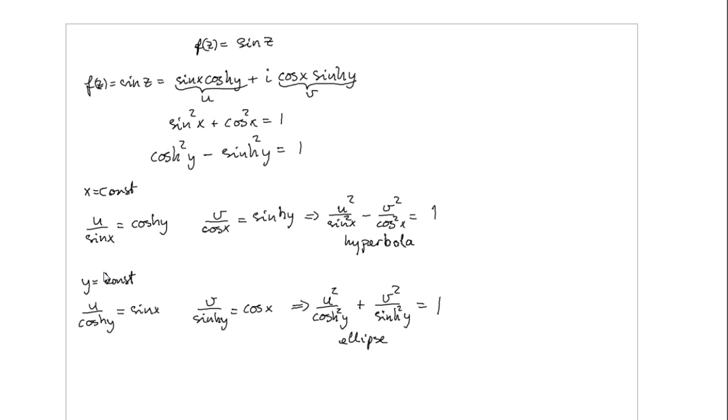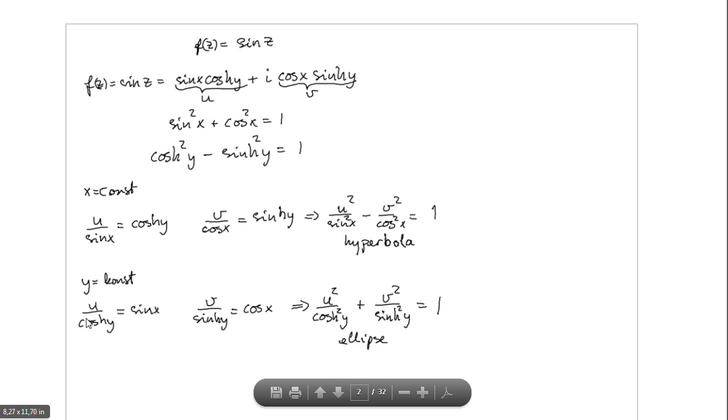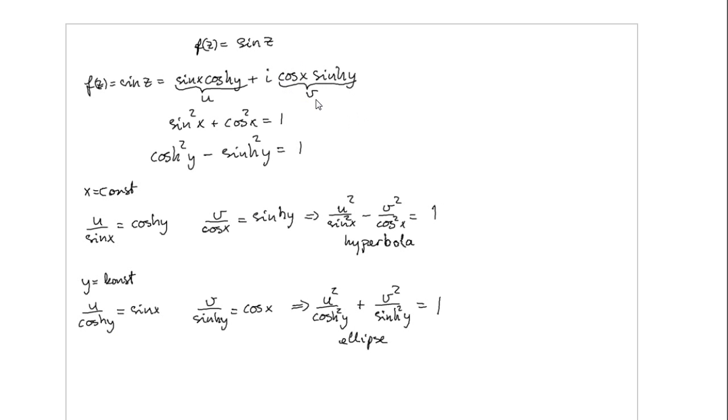Similarly, if we do the opposite and let y be constant, then I proceed as above. We know that u is equal to this product, so if I instead divide u by the hyperbolic cosine of y, then I obtain that sine x is equal to this fraction. Similarly, recalling that v is equal to this product, I can divide by the hyperbolic sine of y. And what do I obtain then? I obtain that cosine of x is equal to this fraction.